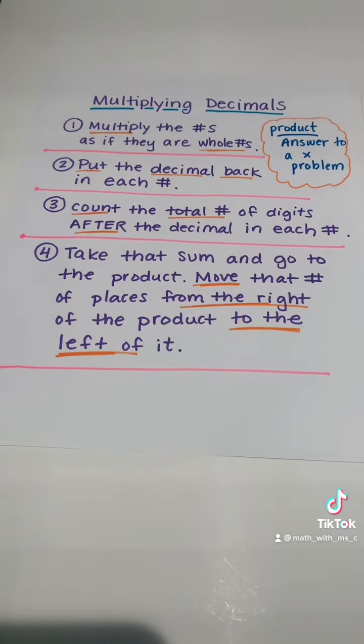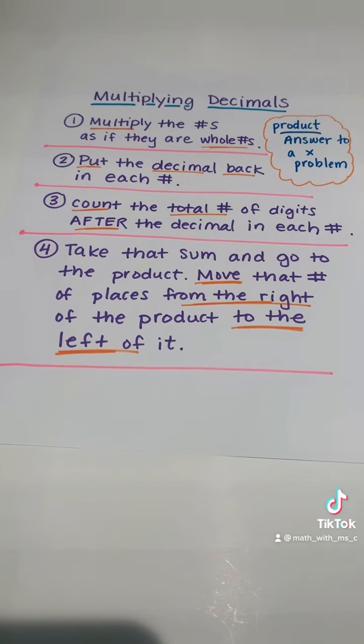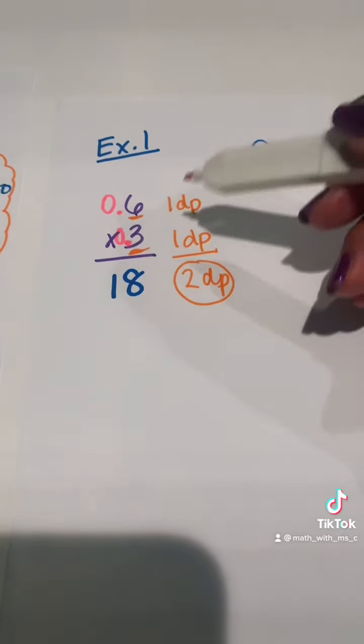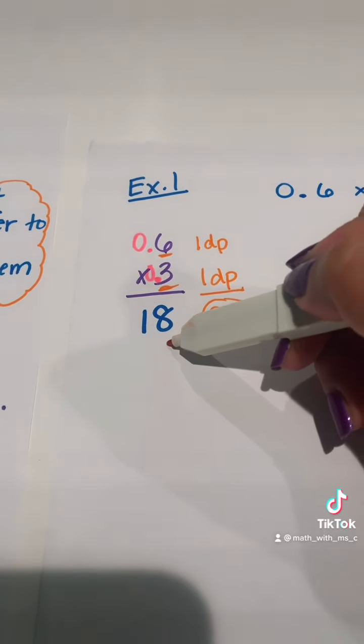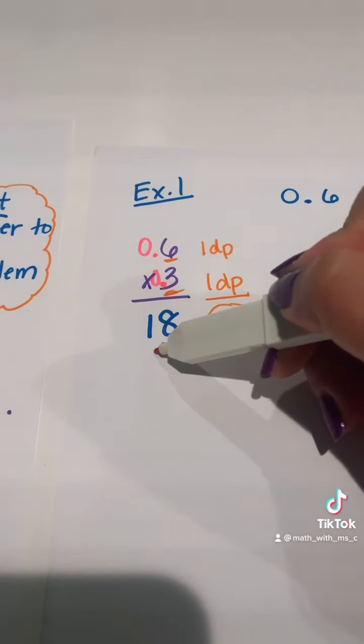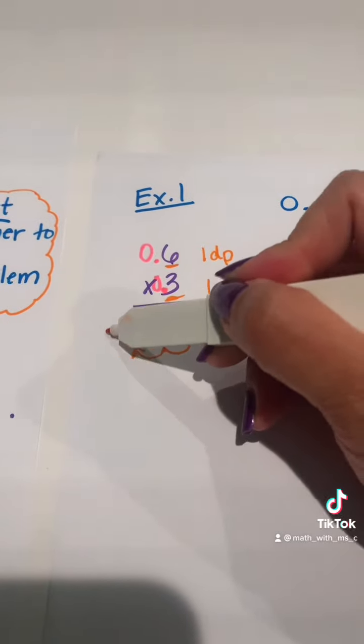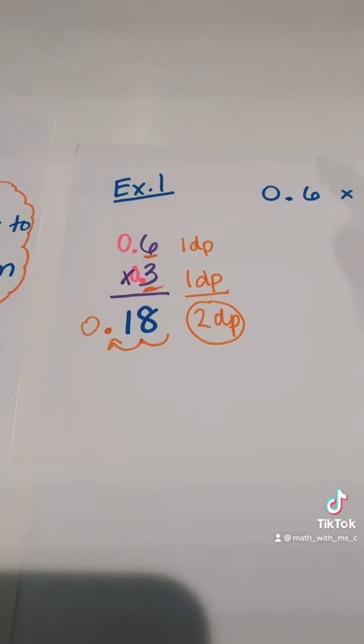Take the sum and go to the product, move that number of places from the right of the product to the left. So what this means is after you counted how many decimal places, go to the right of the answer and move over that number of spaces. So 1, 2, and place the decimal there. So the answer is 0.18.